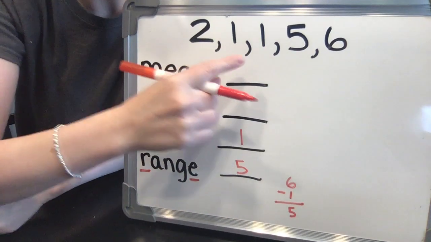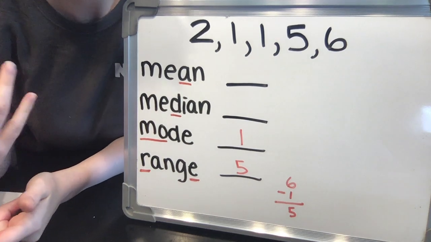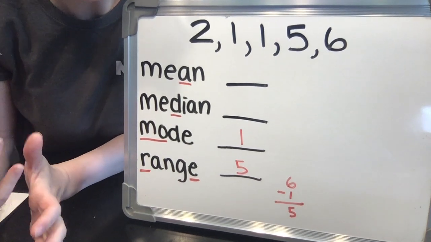If these were ages, maybe at a party, the range of the kids at my party is they're all within 5 years of one another.